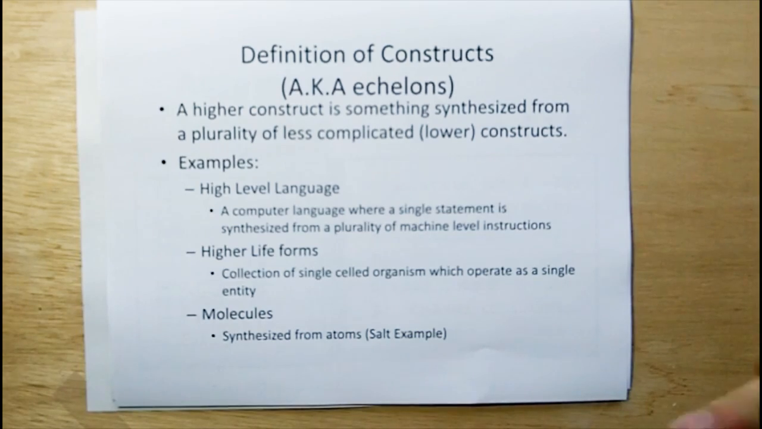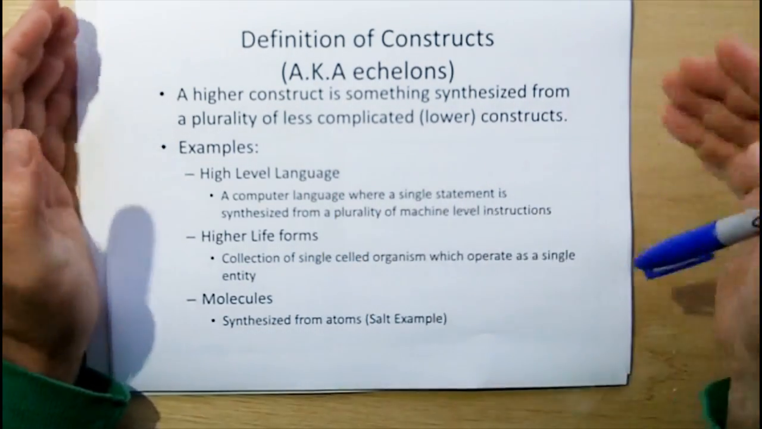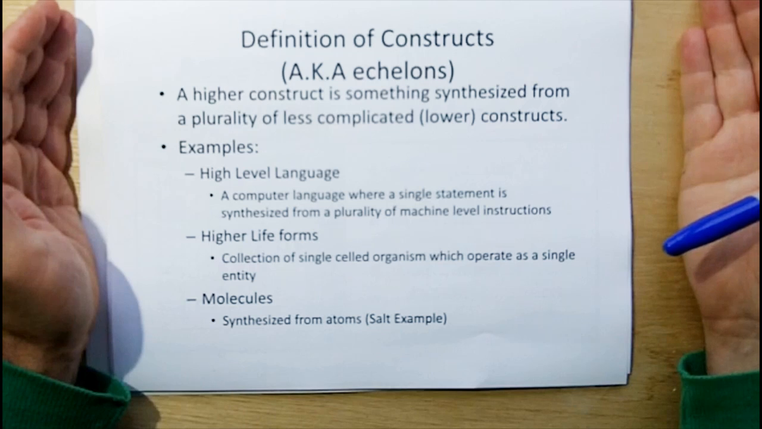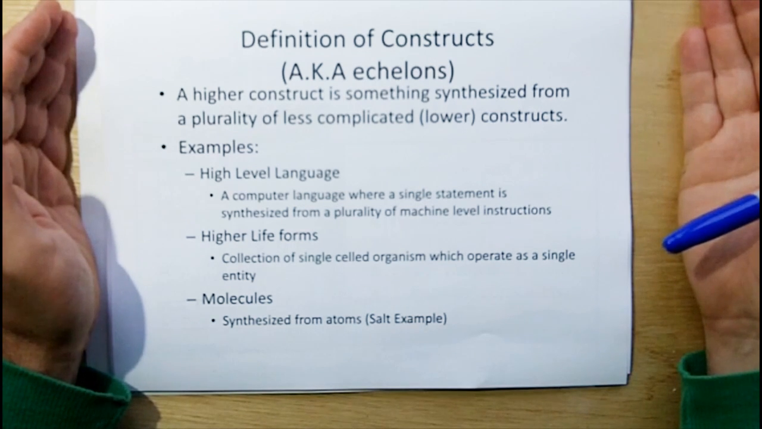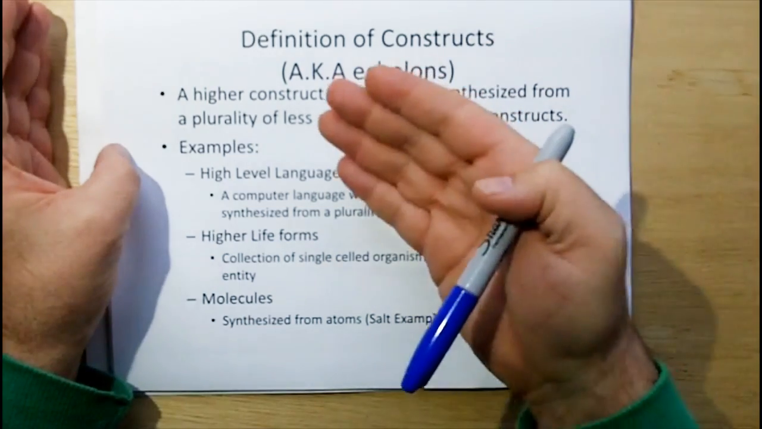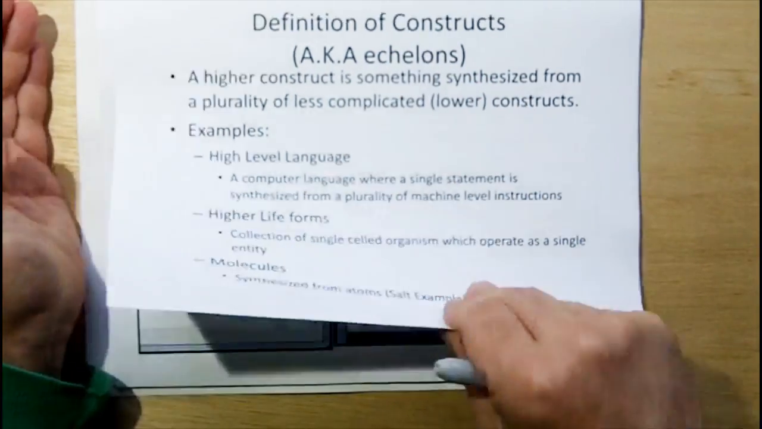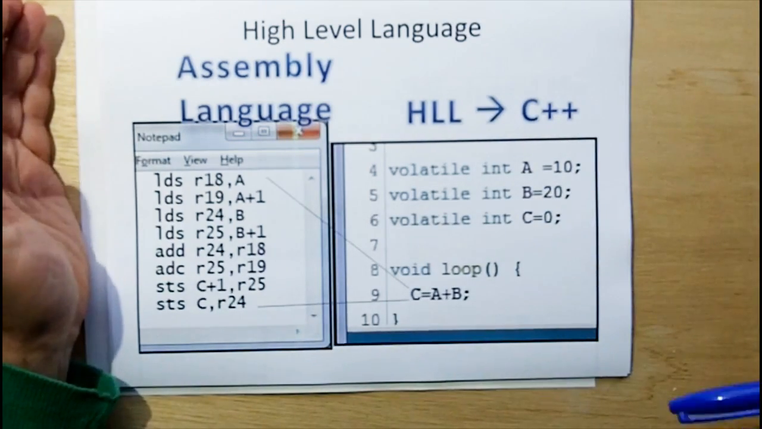But first we need to define some terms to make the discussion easier to follow. What's a construct? This is what I also call an echelon. A higher construct is something synthesized from a plurality of less complicated or lower constructs. For example, we have a high-level language, higher life forms, molecules, and the salt example is that. Let me give you the high-level language example.